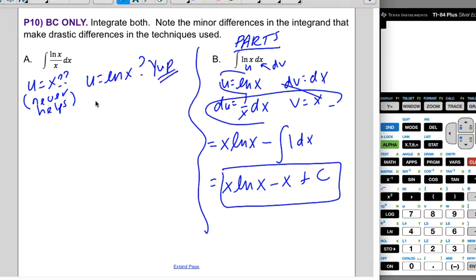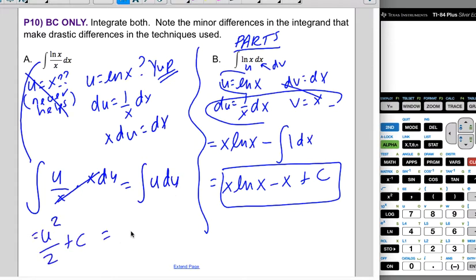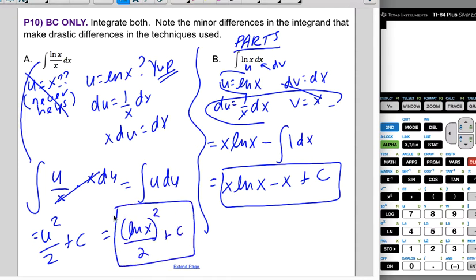So if you make u natural log, your du is a 1 over x dx, which totally appears in this integral because there's that dx with the x in the bottom. So if you solve for dx, you get an x du. That means that this is the integral of u over x times x du. These cancel, and I get that this is the integral of u du. So that's u squared over 2 plus c, and my answer is natural log of x, quantity squared, over 2 plus c.